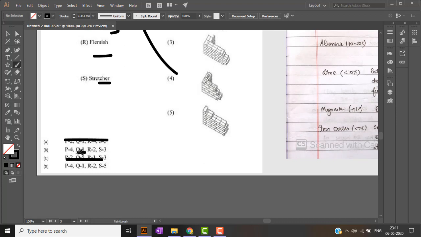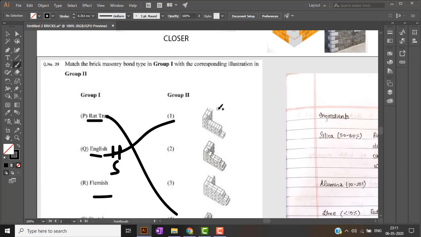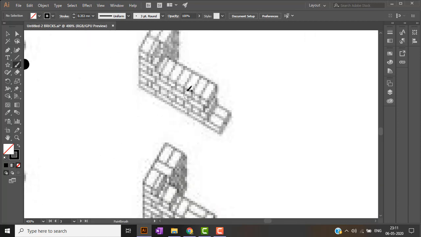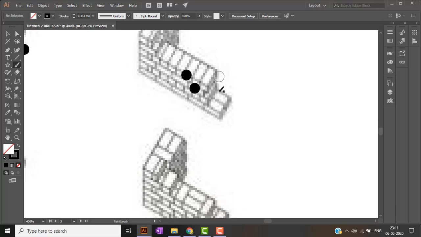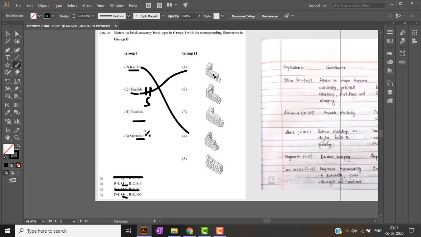So try to figure out which option English matches to. If you look at the options, it's Q1. So Q is definitely 1. See, header, stretcher in alternative courses is English bond. R is the Flemish bond and S is the normal stretcher bond. Try to answer these two options and mention in the comment box.